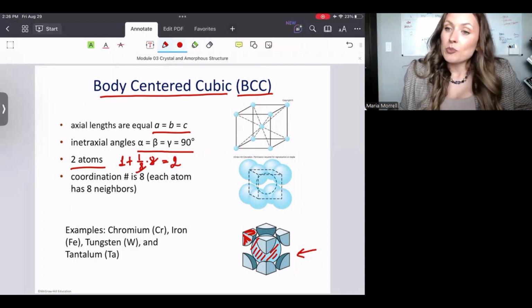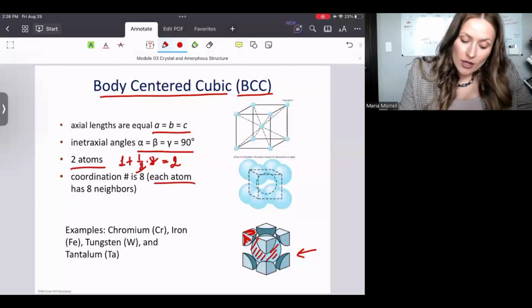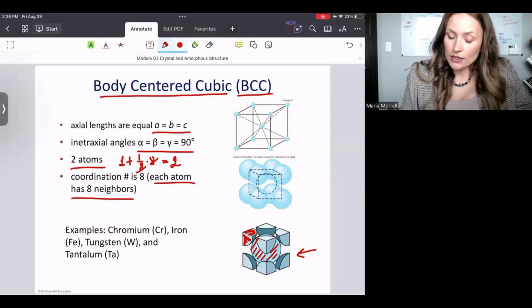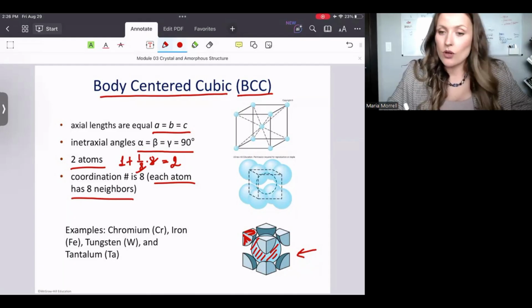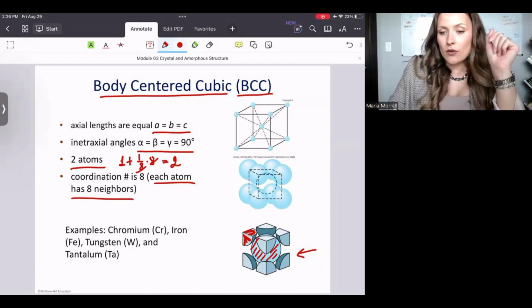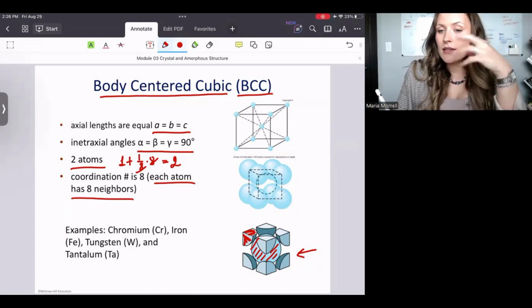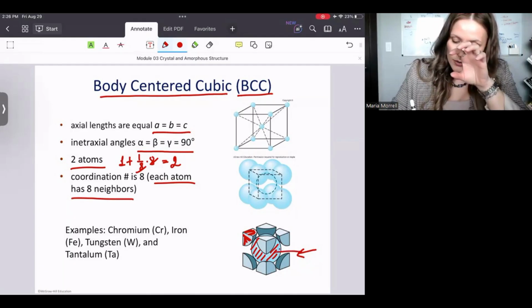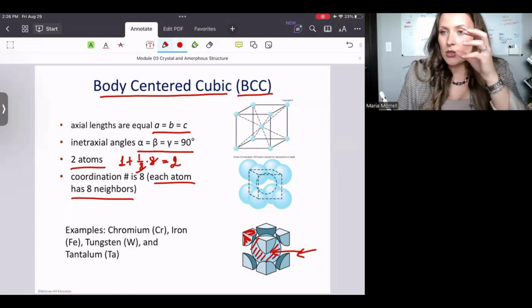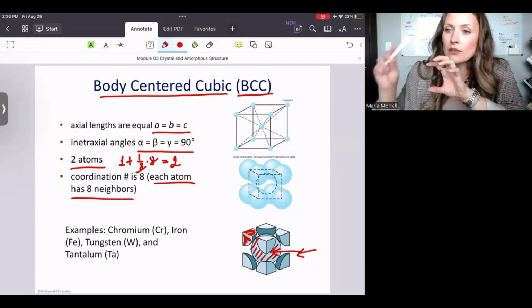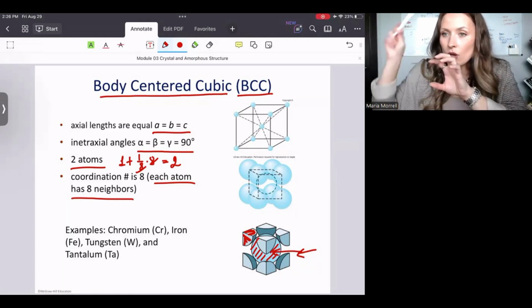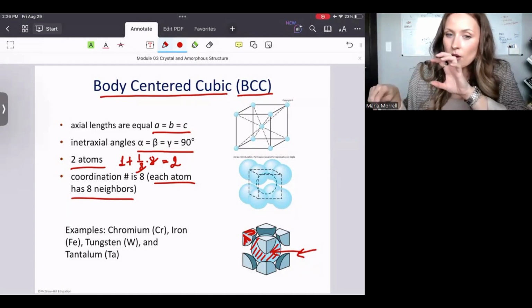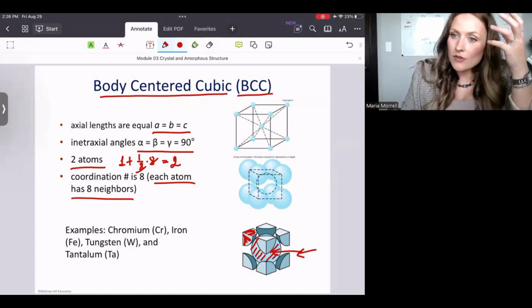Now, for BCC, each atom has 8 neighbors, right? And it's kind of easy to calculate. If you, let's say, for visualization purposes, take the atom that is inside, in the center, like this guy right here in the core, this is going to be your one atom. And if you envision the neighbors, you have 4 on top and then you have 4 on the bottom, which gives you 8 neighbors overall.